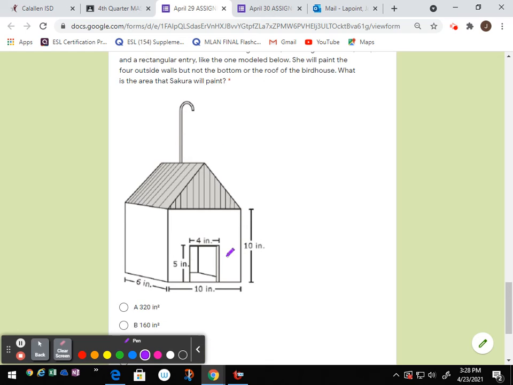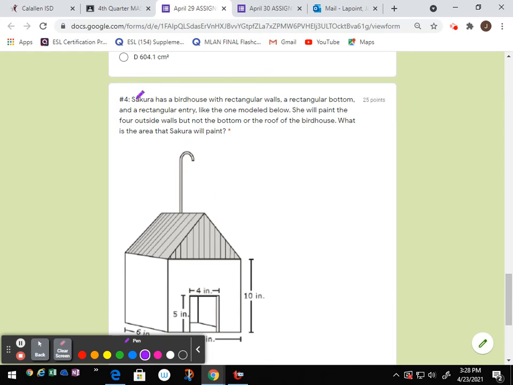Let's move on to the last question. Sakura has a birdhouse with rectangular walls, a rectangular bottom, and a rectangular entry, like the model below. She will paint the 4 outside walls, but not the bottom or the roof. The question is asking, what is the area that Sakura will paint?